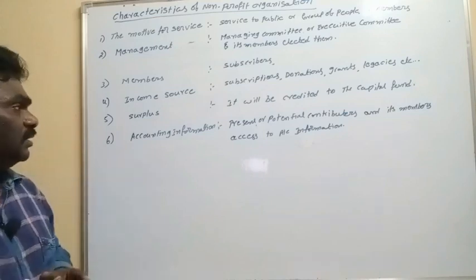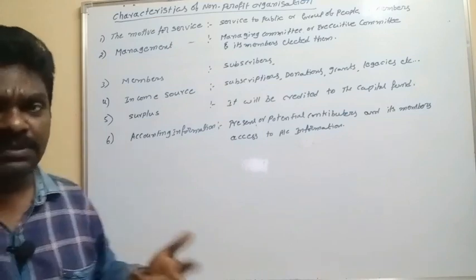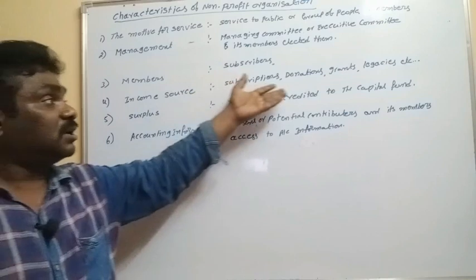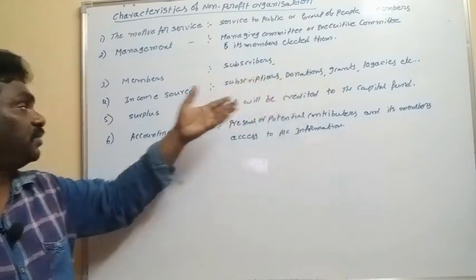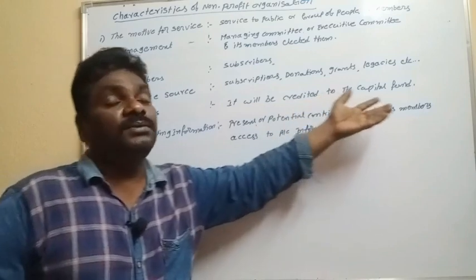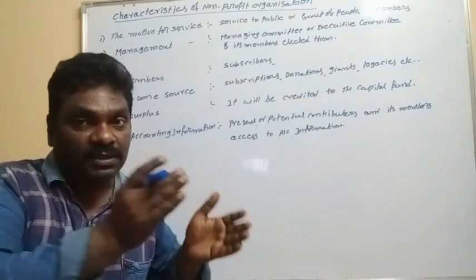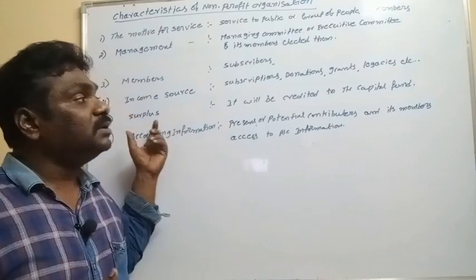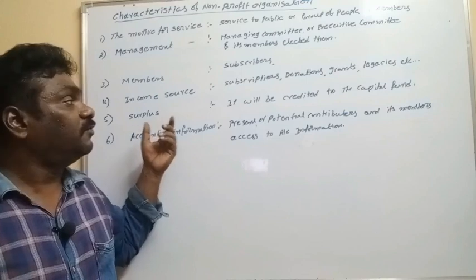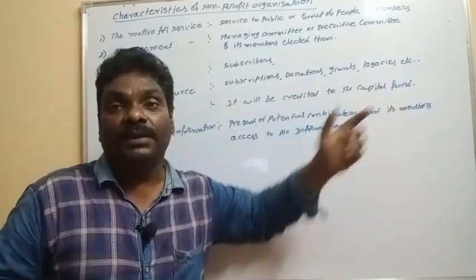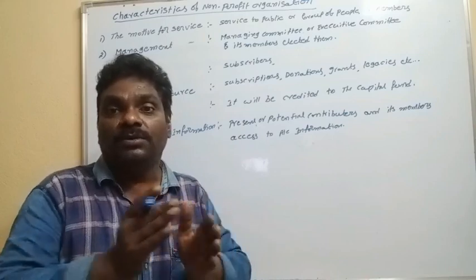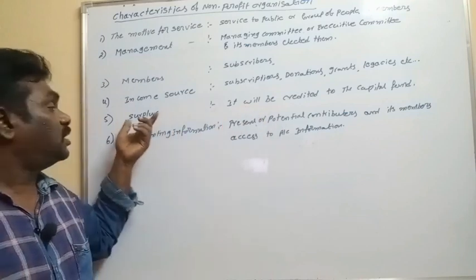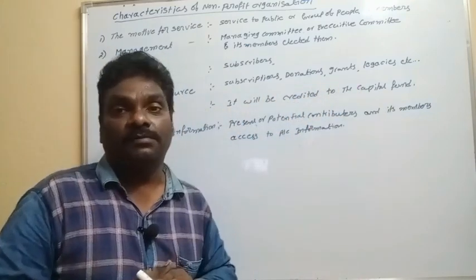Next one, surplus. What is treated as profit in a profit organization is called surplus here. The surplus earned at the end of the year is credited to the capital fund. They do not distribute it among their members or management. So the surplus is credited to the capital fund.